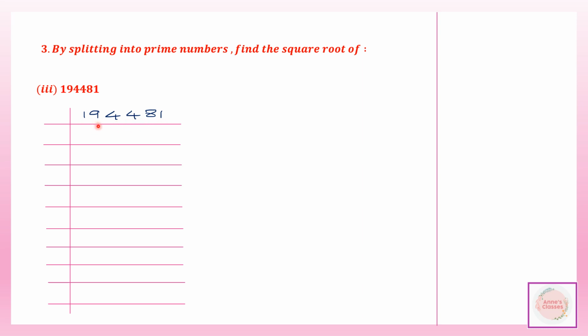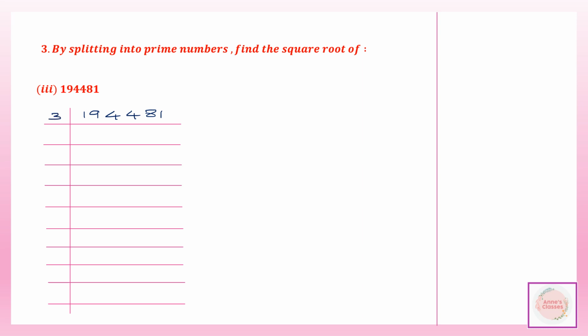1 plus 9 is 10. 10 plus 4 is 14. 14 plus 4 is 18. 18 plus 8 is 26. 26 plus 1 is 27. And 27 is in the tables of 3. 3 nines are 27, isn't it? That means this number is divisible by 3. So let's begin by dividing this by 3.